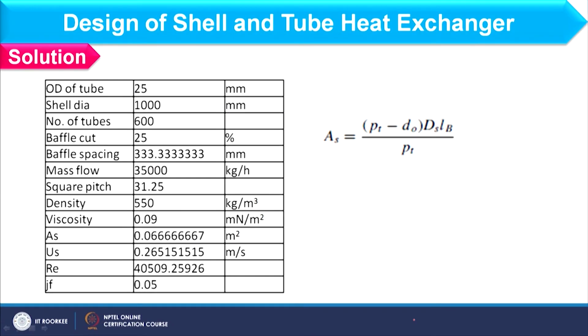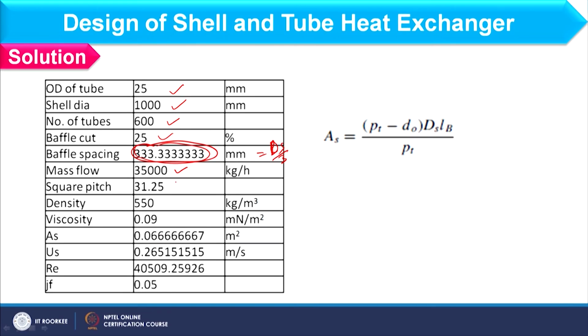If you see here I am having OD of the tube as 25 mm, shell dia 1000 mm is given, number of tubes are given as 600, baffle cut 25% and baffle spacing which is equal to ds by 3, right. So, 1000 ds is given. So, 333.33 is the baffle spacing. Mass flow rate is given to us, which is 35,000.